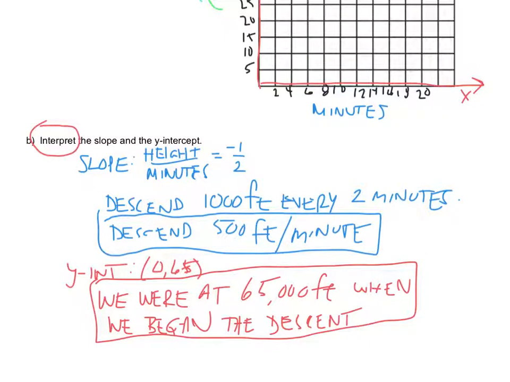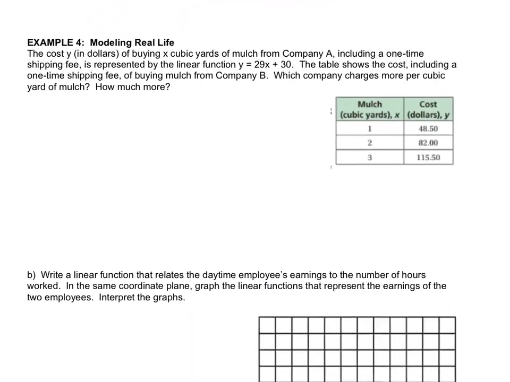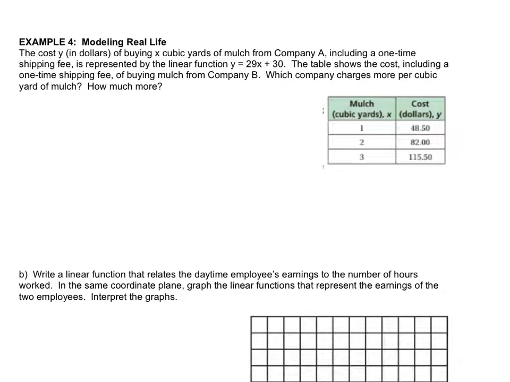So on the next one, last one here. Here we have the cost of buying X cubic yards of mulch from Company A, including a one-time shipping fee, is represented by this function right here. The table is showing the cost, including the one-time shipping fee, of buying mulch from Company B. So Company B is this one. Okay, which company charges more? That's something important to look at, and how much more.